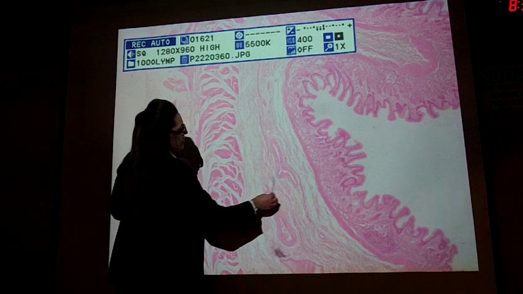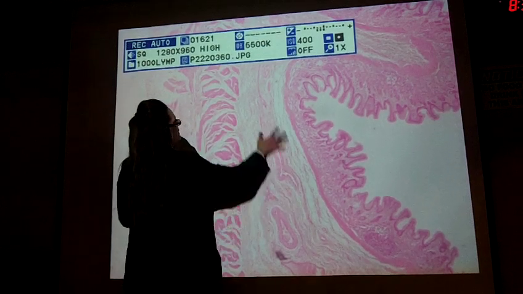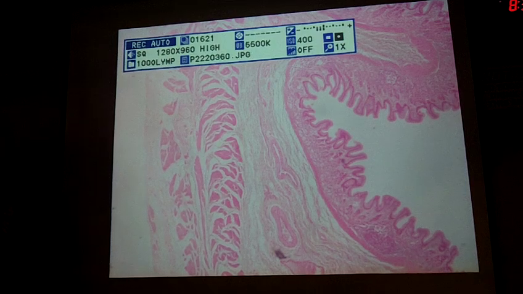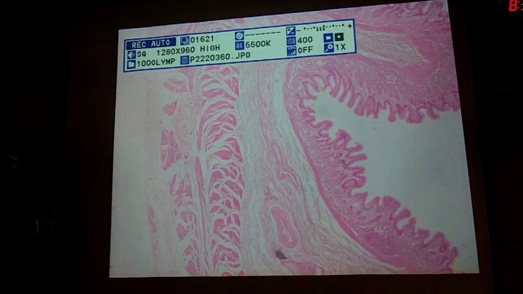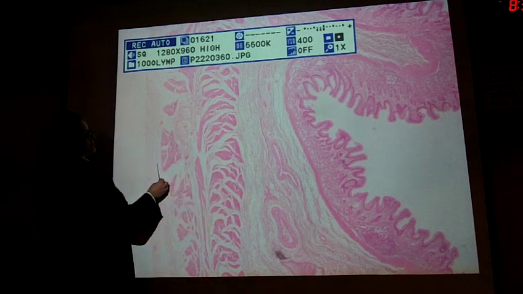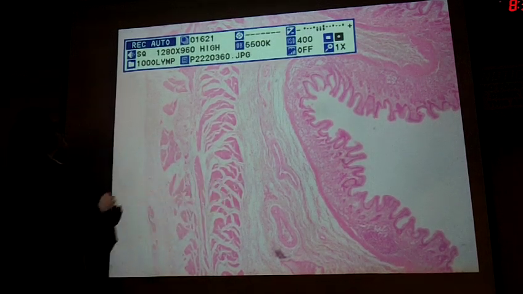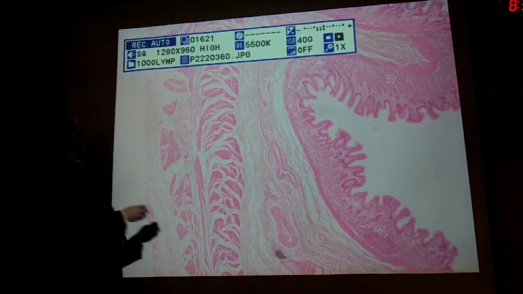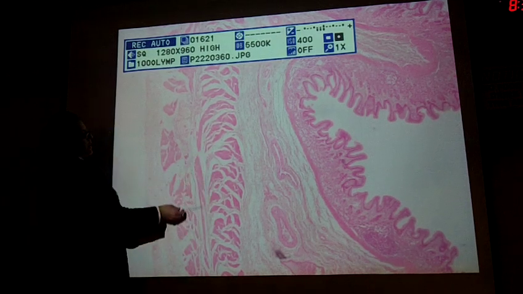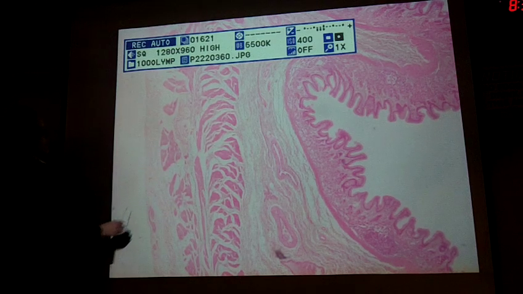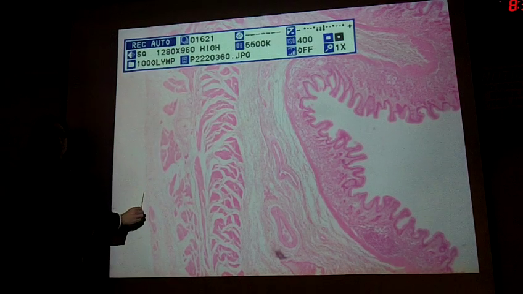Then you go submucosa here, and you can see that it's stained much lighter. And again, that's because it's mostly connective tissue in there. And then you come over to your muscularis externa. And here you have 3 different layers of muscle cells. You'll have an oblique layer, a circular layer, and then a longitudinal layer. And then out here is your serosa.